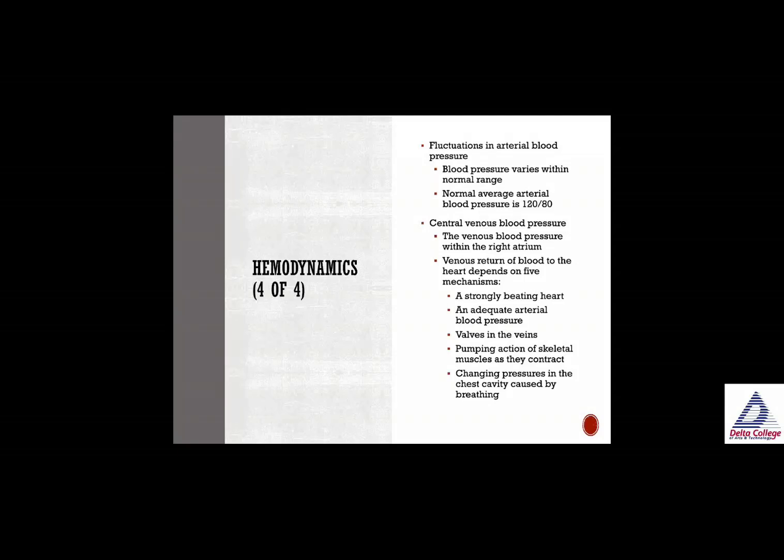The venous return of blood to the heart depends on 5 mechanisms. First of all, the heart has to be beating strongly. There has to be adequate arterial blood pressure. The valves in the veins have to be working well. The pumping action of the skeletal muscles has to be working, so you've got to be moving your extremities. And changing pressures in the chest cavity caused by breathing. So these are all factors that deal with the basics of venous blood pressure.